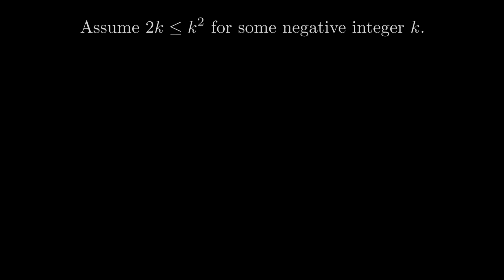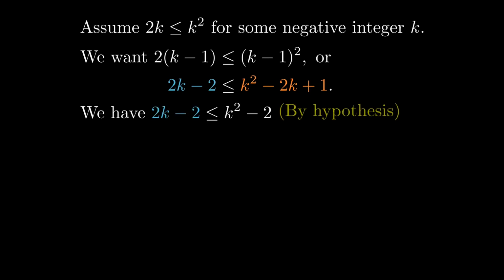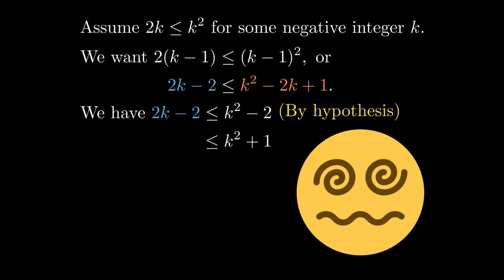Now, let's assume 2k is less than or equal to k squared for some negative k. Unlike the previous proof, we want to show that this inequality holds for k minus 1. Like last time, let's distribute the 2 on the left-hand side and FOIL out the right-hand side. Now, using the hypothesis, we have that 2k minus 2 is less than or equal to k squared minus 2. From there, we can say that k squared plus 1 is greater than k squared minus 2, since 1 is greater than negative 2.